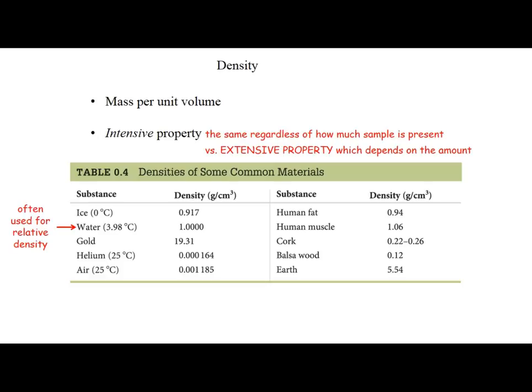Now, water is interesting because water is often used as a measure of relative density. What I mean by that is that you might choose to put something in water to see if it floats or sinks. If it sinks, that means that substance is more dense than water. And if it floats, that means it is less dense than water.